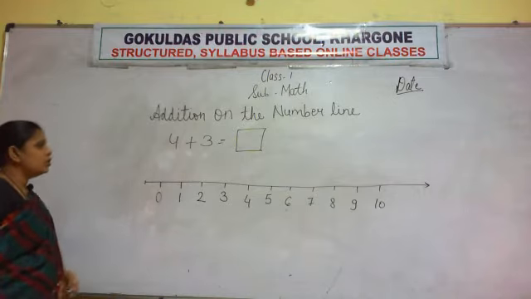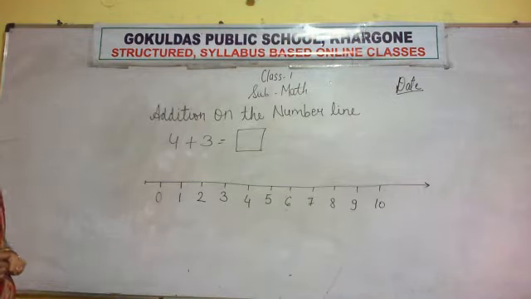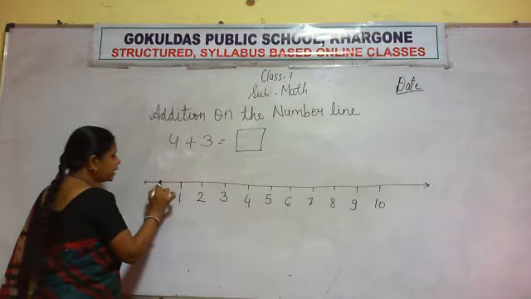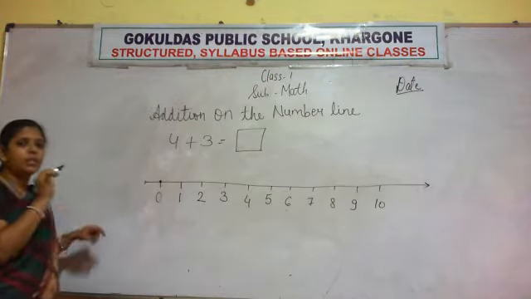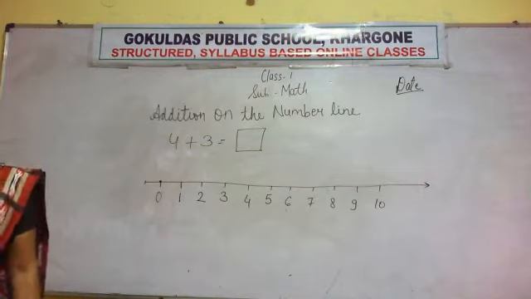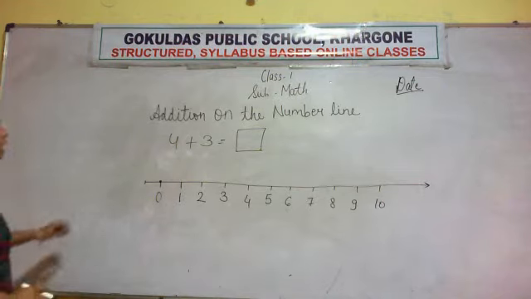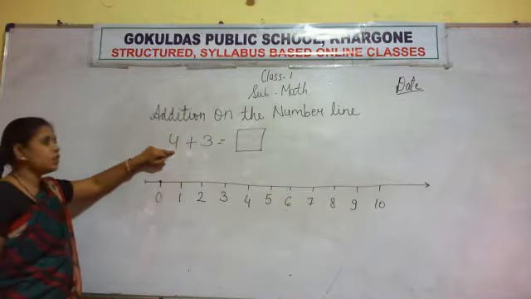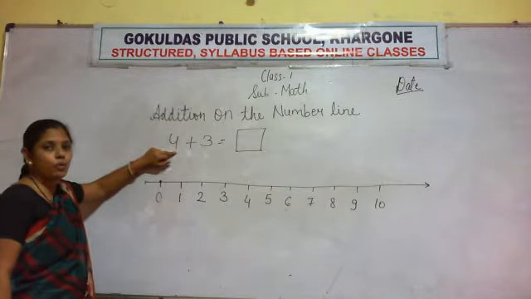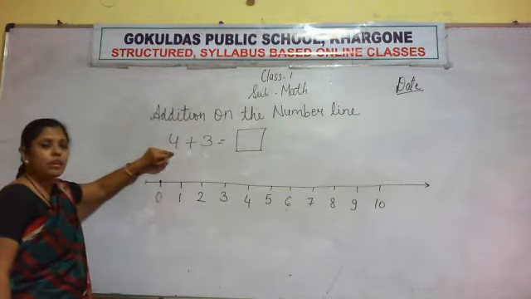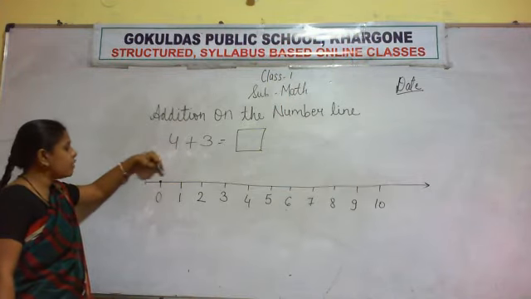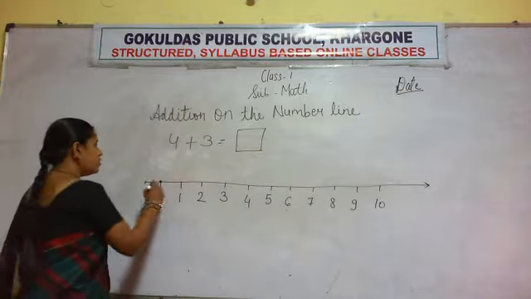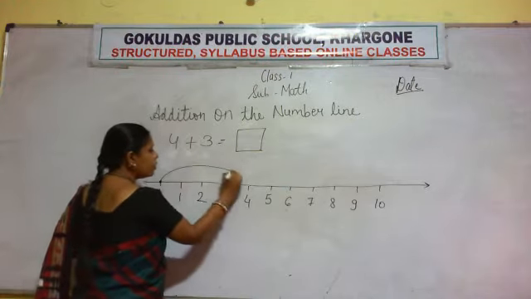Okay. So what is our first step? Our first step, in the beginning we are at number 0. Starting में हम किस नंबर पर रहते हैं? 0. And our first step is to jump from 0 to the given number. So what is the first number given? 4. So we have to jump from 0 to 4 first. Okay. So from 0 jump to number 4.